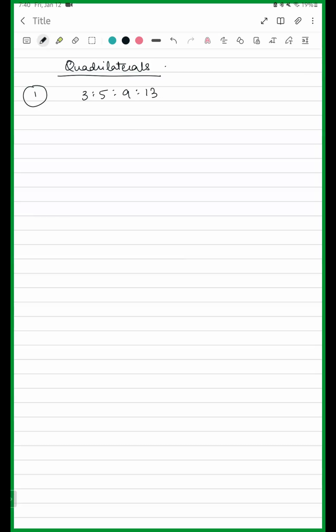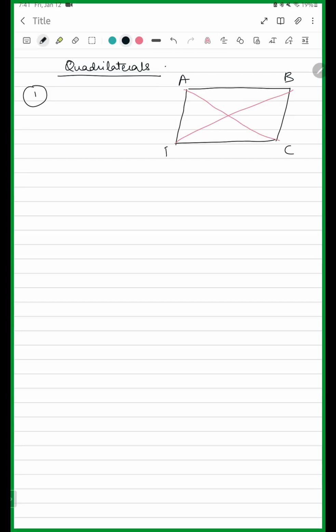Okay, so in that case, the first question is: if the diagonals of a parallelogram are equal, then show that it is a rectangle. Yes, so there's a parallelogram whose diagonals are equal. So let's make it a little different. Whose diagonals are equal. So AC equals BD. This you can do.